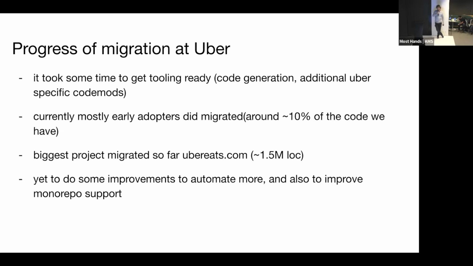And currently we are at the stage where early adopters are migrating. Currently around 10% of the code base is migrated. The biggest project that was migrated is Uber Eats, and it's one of the most active projects, actually. It contains close to 1.5 million lines of code. We're still improving that migration tooling because there is still more stuff to automate, and there are some edge cases, like configs not being updated properly, for example. So yeah, still in progress.